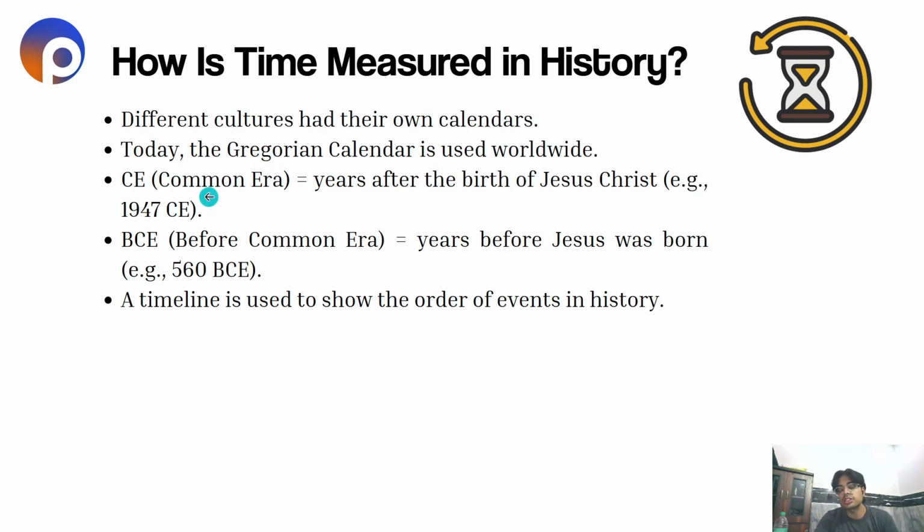CE is a term known as Common Era, which is used for the years after the birth of Jesus Christ. Example, 1947 CE. BCE is the term known as Before Common Era, used for the years before Jesus was born, example 560 BCE. A timeline is used to show the order of events in history.